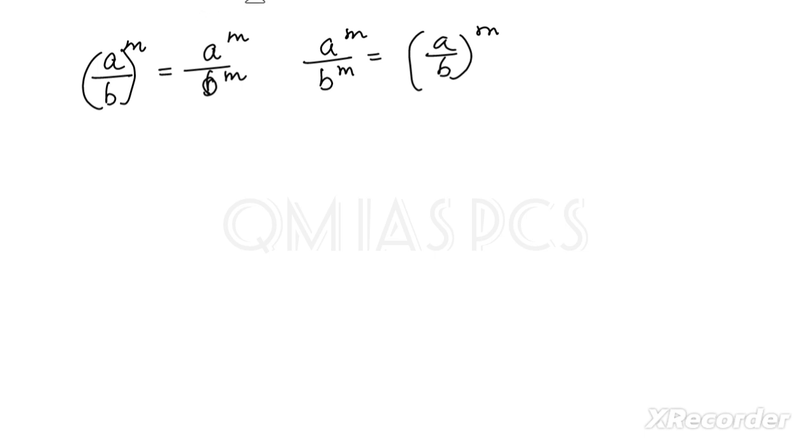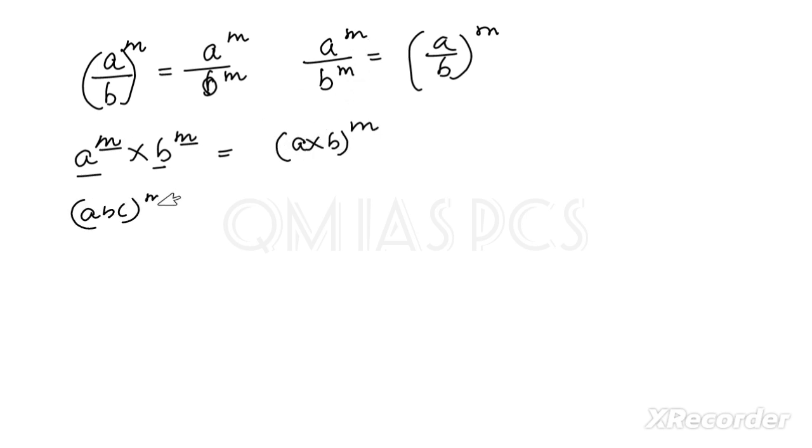Whenever we write a to the power m multiplied by b to the power m, the power is the same but the base is different. In that case we can take both bases in the same bracket, like a multiplied by b to the power m. The same thing we discussed: a b c to the power m is a power m, b power m, c power m. This is the same thing. Is it clear?